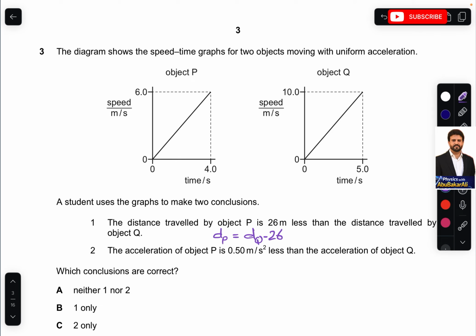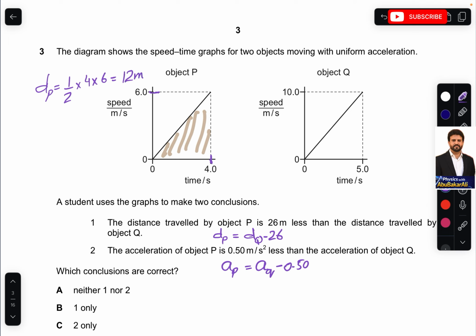And for acceleration, it is saying the acceleration of the object P, let's call it AP, is equals to 0.5 less than the acceleration of Q. So acceleration of Q is 0.50 less. Okay, so let's check this from the data. So to verify, you have to find the area in the graph, because speed time graph area will give you the distance. So I can say distance covered by the P will be equals to, this is the triangle, so 1/2 base into height. Base is 4, height is 6. 1/2 into 4 into 6, it will give you 12 meter.